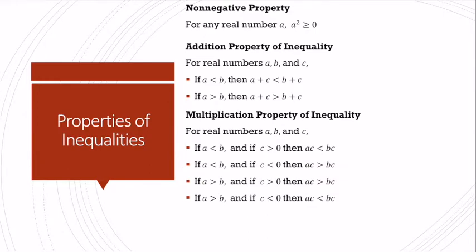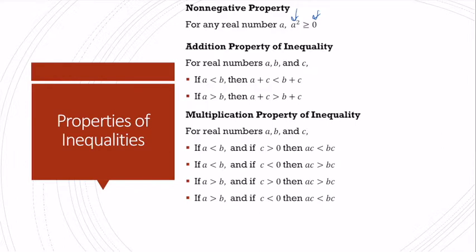So inequalities have some interesting properties. The first is the non-negative property. Friendly reminder, we're just working with the real numbers here. If I square a negative, it's always going to be a positive. So for any real number, a squared is going to be greater than or equal to 0. So a squared is non-negative.